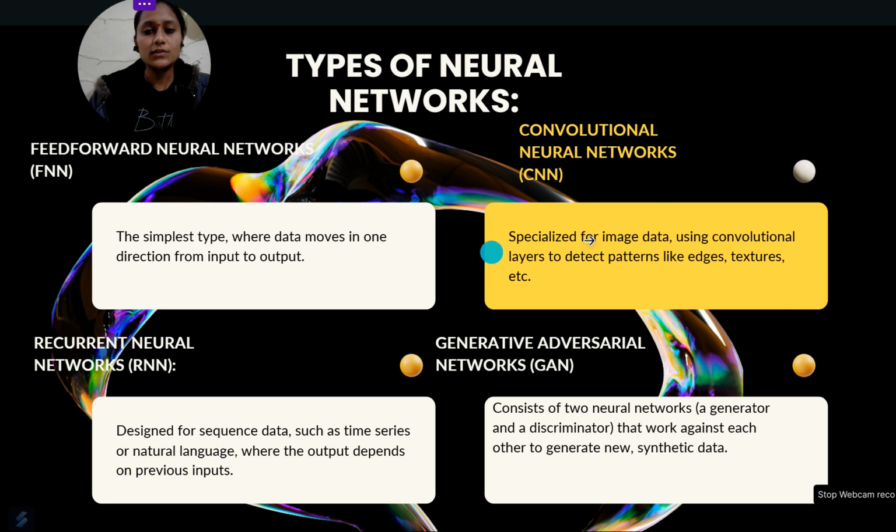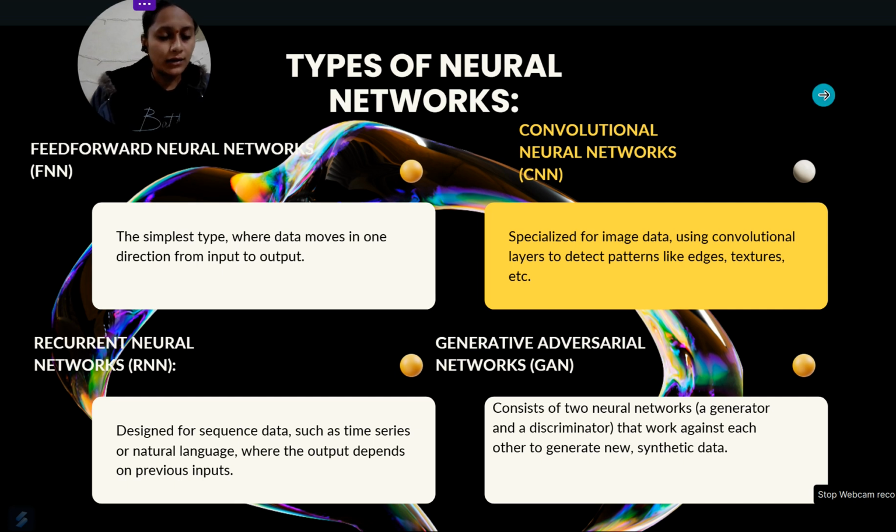Now, let's discuss what are the types of neural networks. First is the feed-forward neural network, FNN. FNN, the simplest type, where data moves in one direction from input to output. Second is the convolutional neural network, CNN, specialized for image data, using convolutional layers to detect patterns like edges, textures, etc.